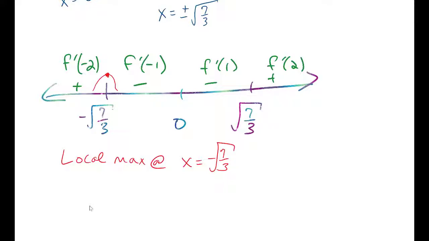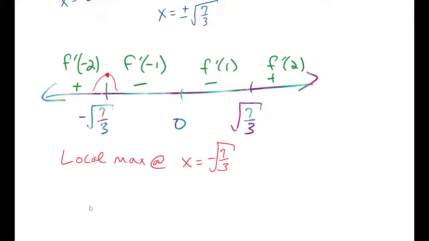Now, if you look at 0, if you remember in class I told you guys, don't always fall in love with these signs alternating. If you look at 0, both to the left and the right of 0, we see that the function is decreasing. What that indicates is that there is no local extrema at x equals 0. So x equals 0, even though it's a critical value, is not a local min or max.